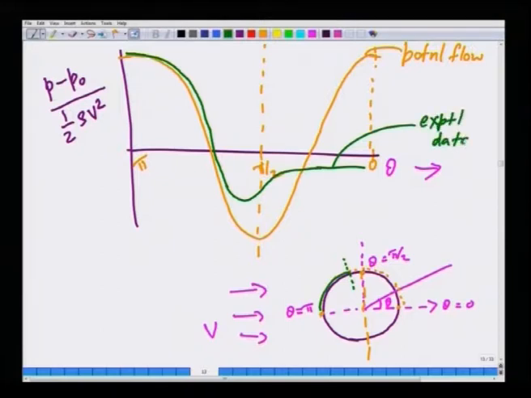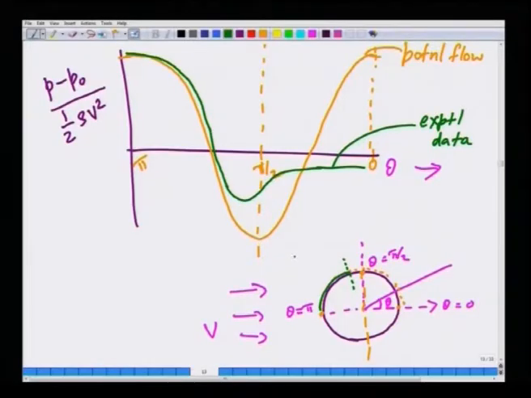After that, the green curve does not agree with the potential flow prediction. Now, because of the symmetry of this potential flow pressure distribution, we found that the force exerted by the fluid on the sphere is 0. But in reality, if the pressure distribution is as indicated by the green curve, you can already imagine that if you integrate this pressure over the surface of the sphere, we may not get a 0 answer.